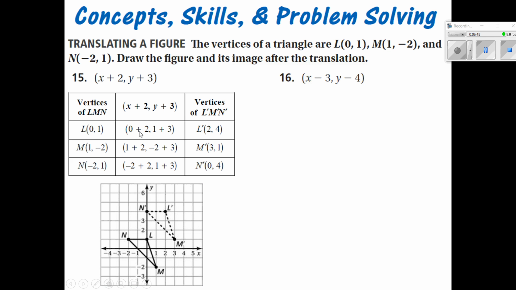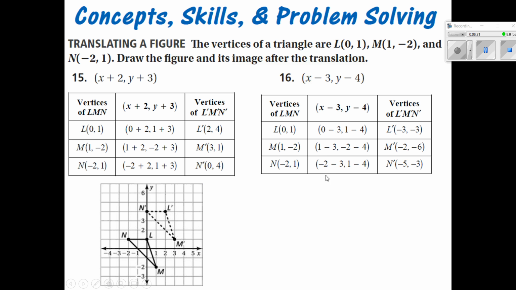So if I did this, I'm going to add 2 to 0. 0 and 2 make 2. And then I'm going to add 3 to 1. 3 plus 1 is 4. As you can see, when I do this to every one of the x and y's, my new image is going to be right over here. All right, so we went over 2, right? See here, 1, 2, and up 3. 1, 2, 3. All right, number 16 is for you to do.